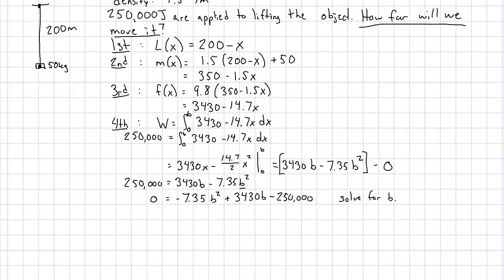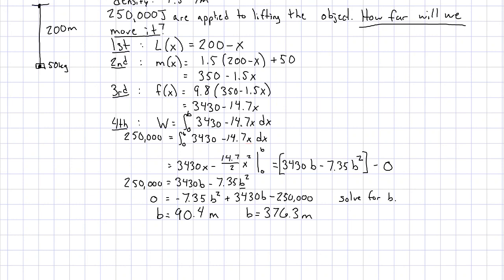The two answers are going to be B equals 90.4 meters and B equals 376.3 meters. So then we need to do a logic check because we cannot lift this a further distance than our rope is long.